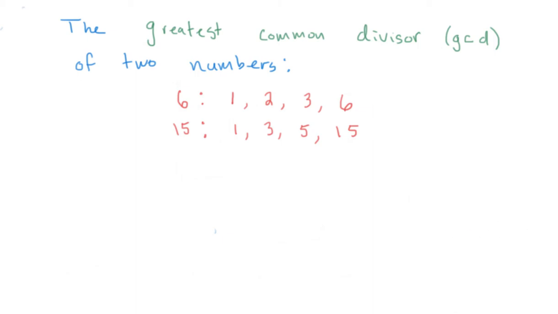Okay, so we look at the list of divisors and ask, what's the largest number appearing in both lists? Well, that number is 3. So then we say that the GCD of 6 and 15 is 3. Pretty easy. We can just list out the divisors and pick the largest one. That's the greatest common divisor.